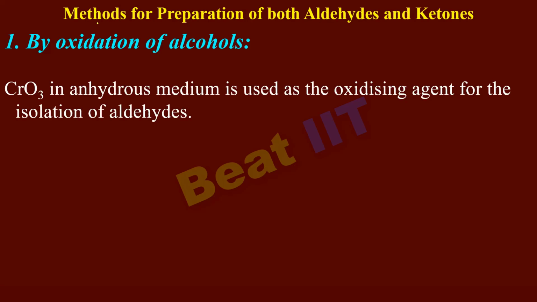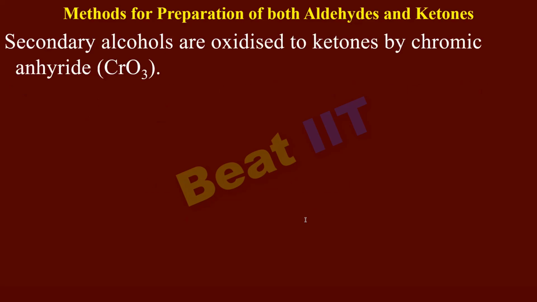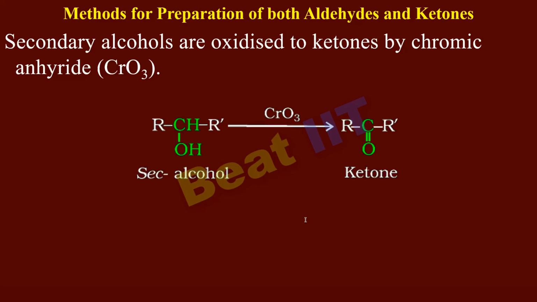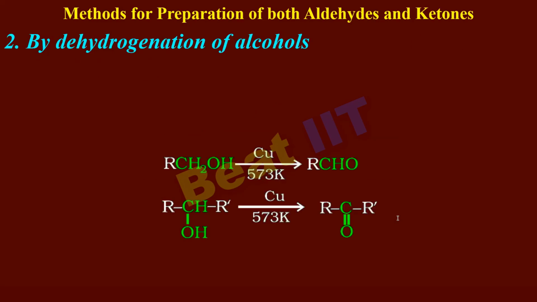CrO3 in anhydrous medium is used as the oxidizing agent for isolation of aldehydes if it is primary alcohol. So we have primary alcohol, then we use CrO3 and we get aldehyde. So you need to remember, 1 degree alcohol, you will use CrO3 and you will get aldehyde. If we have secondary alcohol, then we will get ketone. So we will use secondary alcohol, we will use CrO3 and we will get ketone. So 2 degree alcohols will give you ketone.